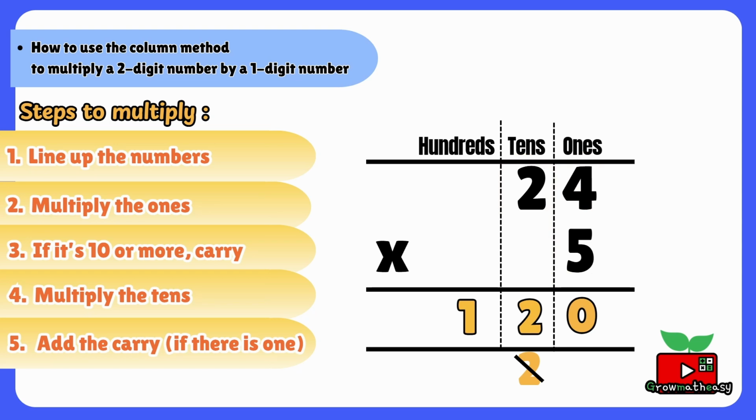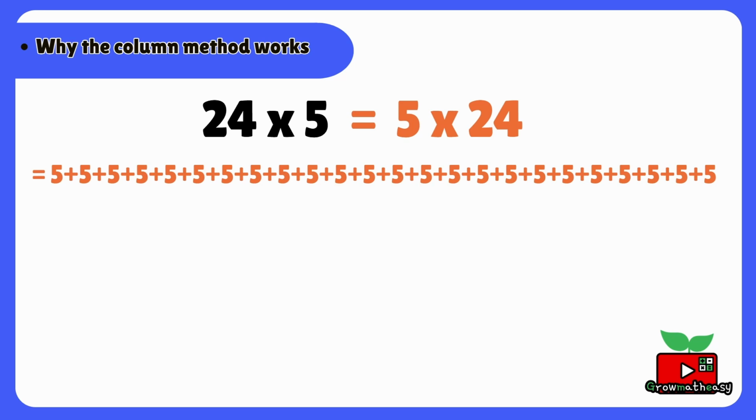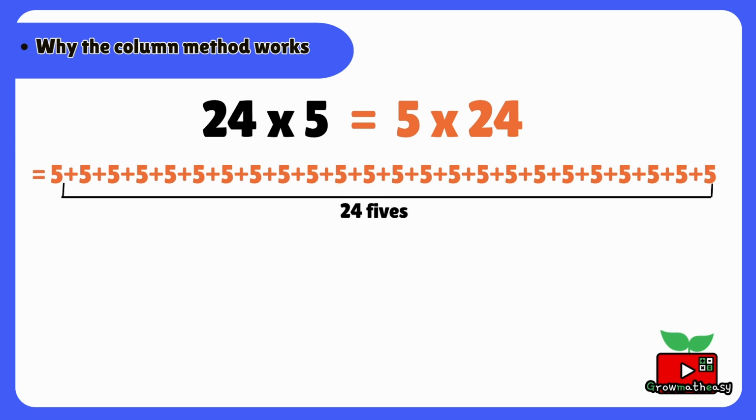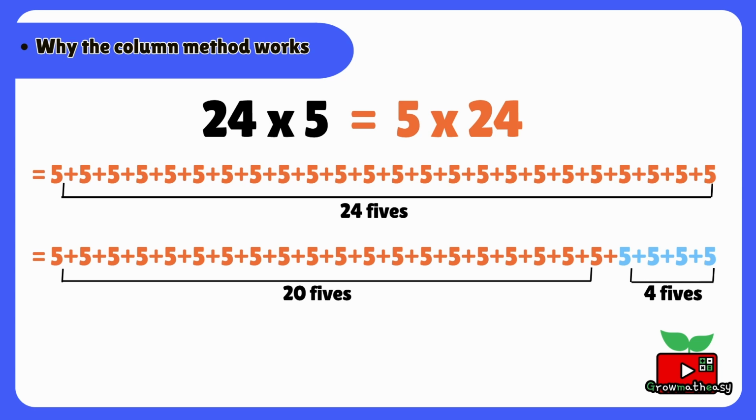Let's understand why the column method works. 24 times 5 is the same as 5 times 24, and that means we're adding the number 5 together 24 times. Think about it like this. First, we add up the 20 fives. Then we add the last 4 fives. And finally, we put those two totals together. That's why 5 times 24 is the same as 5 times 20 plus 5 times 4.